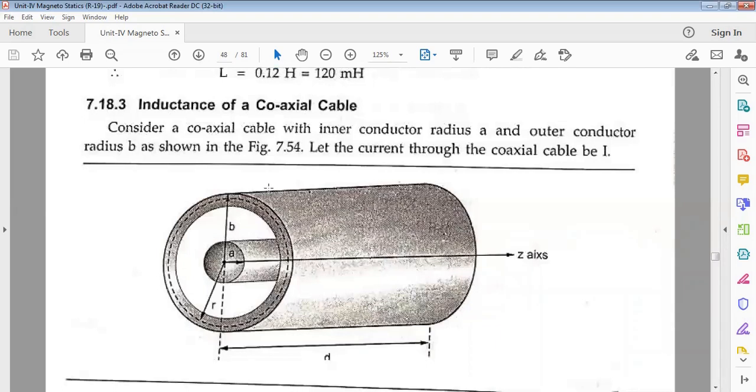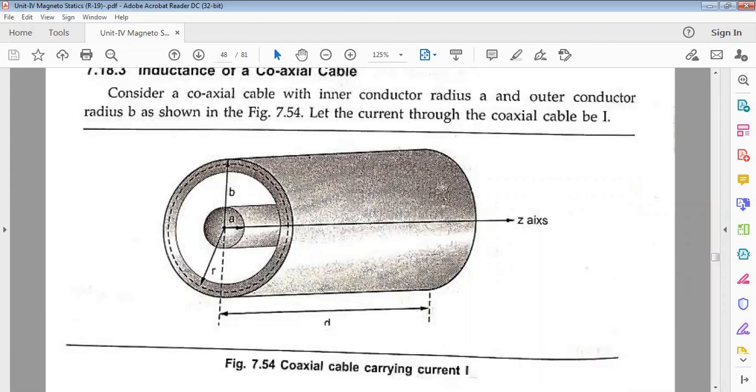Now the third one is the inductance of a coaxial cable. We already know the coaxial cable equation: H is equal to I by the 2 pi R into a phi bar. Inside there is a current, the inner radius is A, and outermost there are two circles with the radius of B, and with the radius of R is a Gaussian surface.